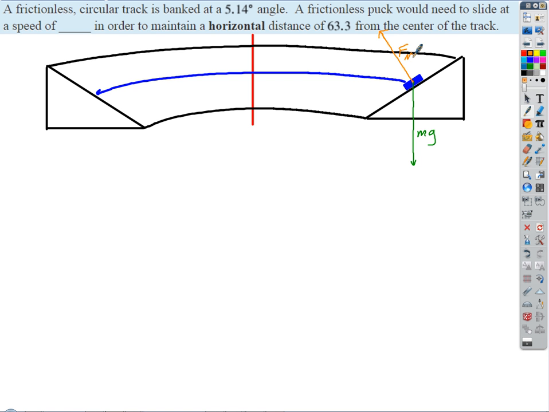Okay, so there's our normal force. Okay. So now I've got a question for you. This is kind of tricky. I want you to see this. Which of those two forces is providing the centripetal acceleration to make this thing go in a circle? Normal. Yeah, it is the normal force, isn't it?